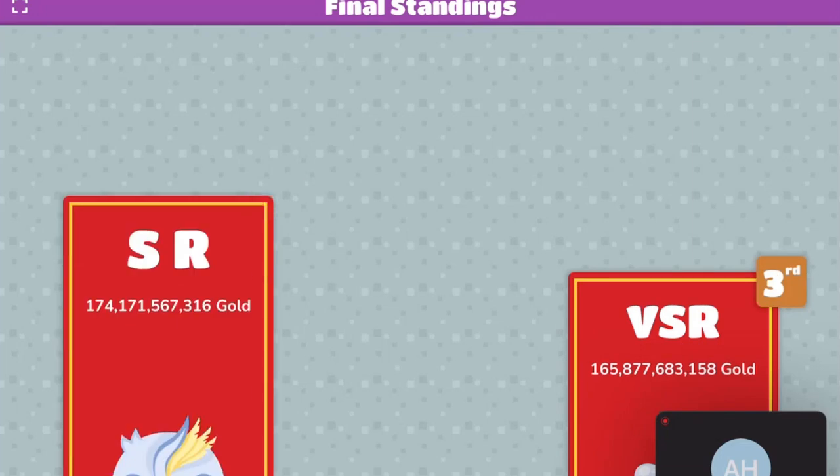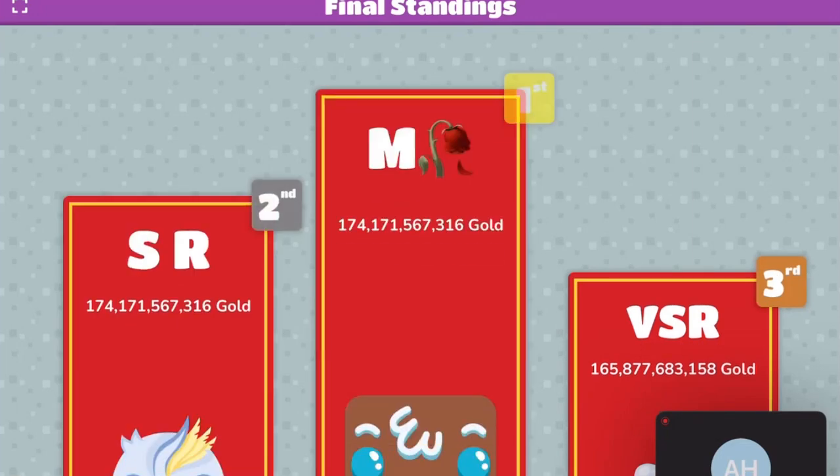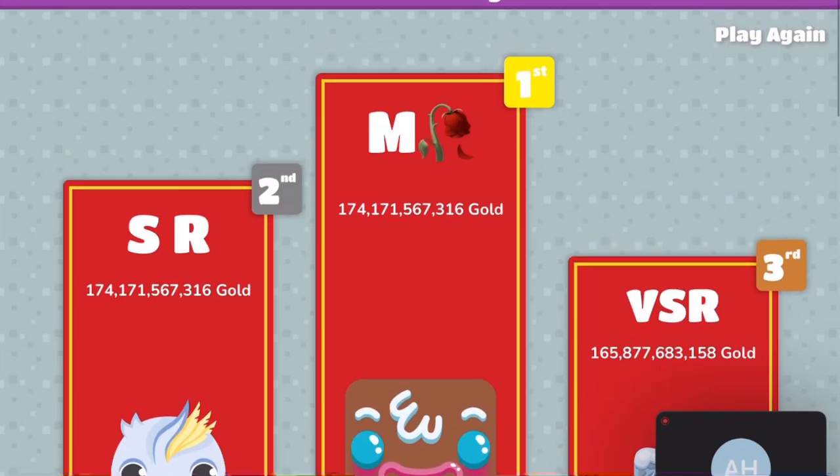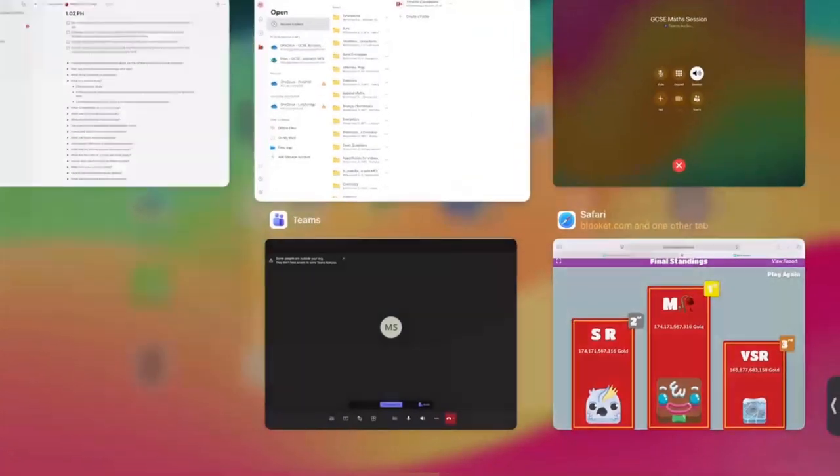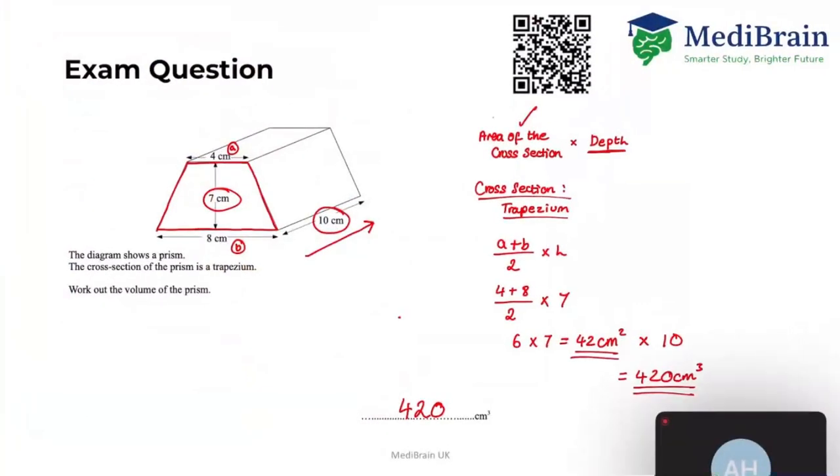Okay, so well done everyone for having a go at that. Everybody's initials are on the top three. So VSR, well done, third place, SR, well done, second place, and M, well done, first place. I hope you guys enjoyed that and got something out of it. You should know all your formulas now. Off the top of your head, you should know what cross section is, and how to work out the volume of a prism by the end of that Blooket. So well done, guys, for having a go at that.